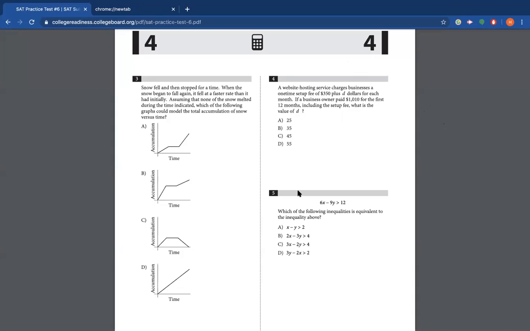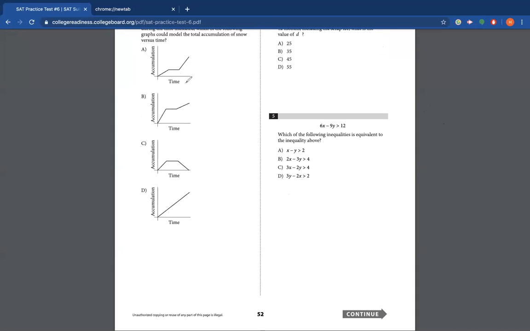Okay. Number 5, after which we'll take a question break. Which of the following inequalities is equivalent to the inequality above? You see, all of these are multiples of 3. We could just divide everything by 3. So you're going to get 2x minus 3y is greater than 4. Giving our answer B.